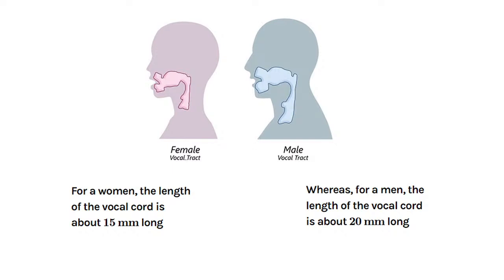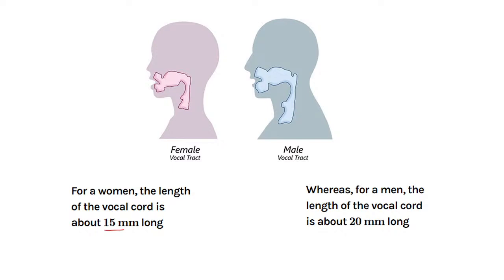Okay, and why is it like that? There is an increase in the length of the vocal cord that takes place during the adolescent period. Women have a very short vocal cord. What is the length of the vocal cord in women? 15 millimeter long. Okay, 15 millimeter means how many centimeter? Can you tell me how much it will be?